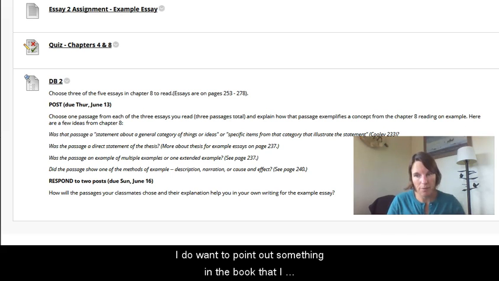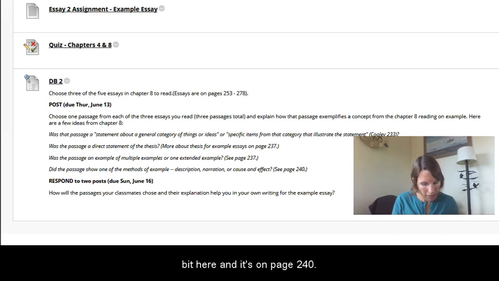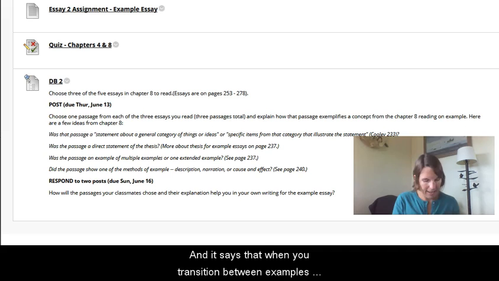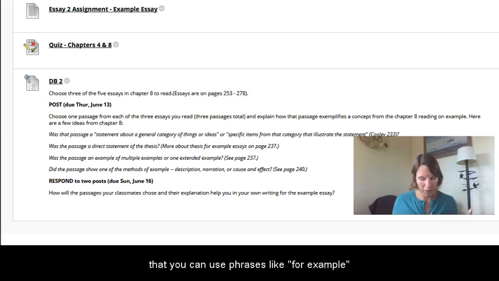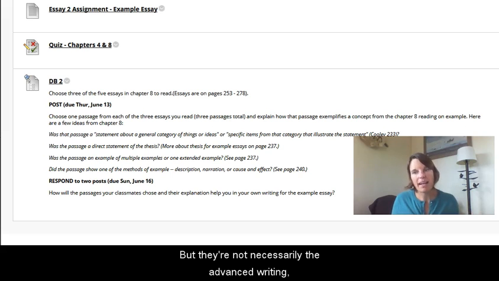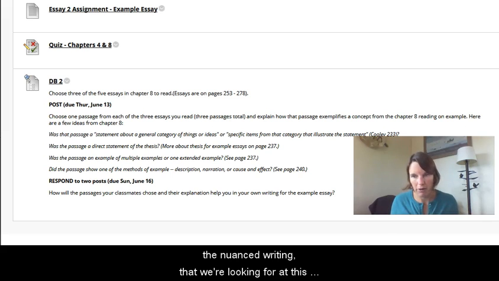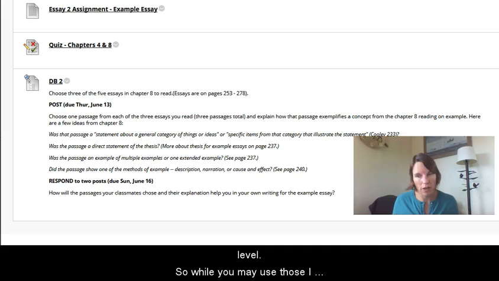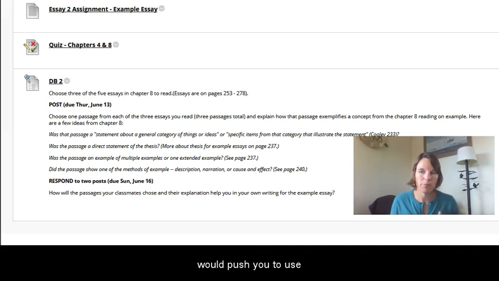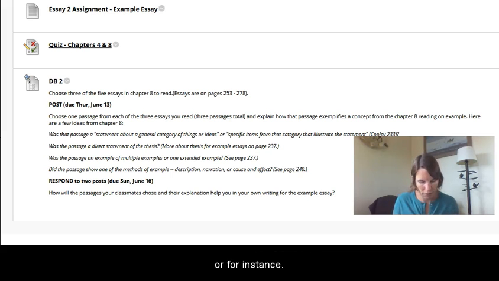I do want to point out something in the book that I do not recommend doing. I disagree with the book a little bit here, and it's on page 240. It says that when you transition between examples, you can use phrases like for example or for instance. And yes, you can. Those aren't particularly wrong, but they're not necessarily the advanced, nuanced writing that we're looking for at this level. So while you may use those, I would push you to use different techniques and not be so explicit as for example or for instance.